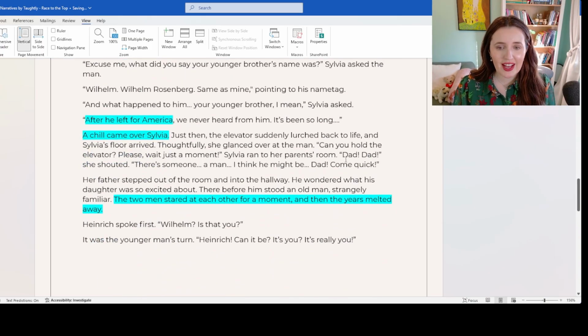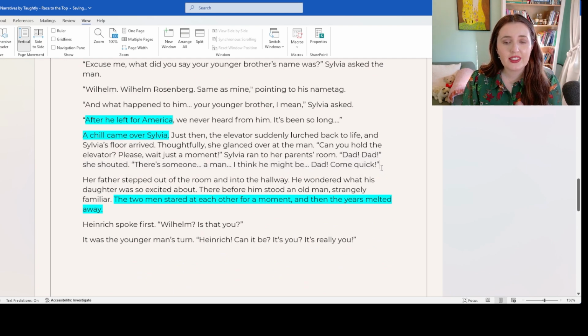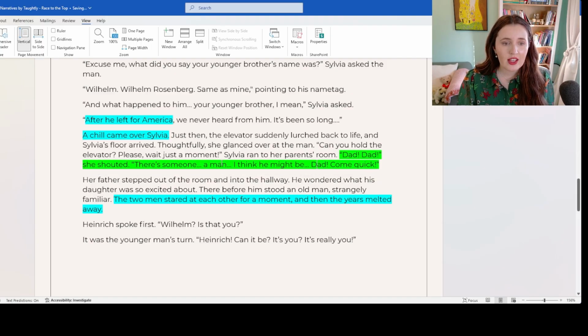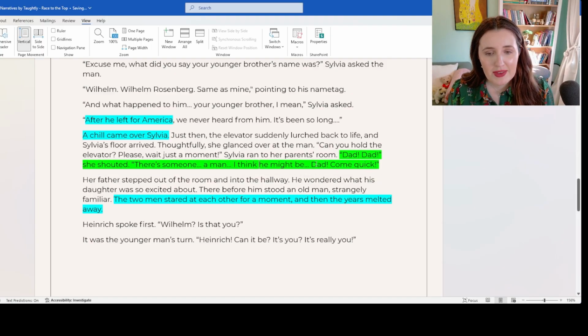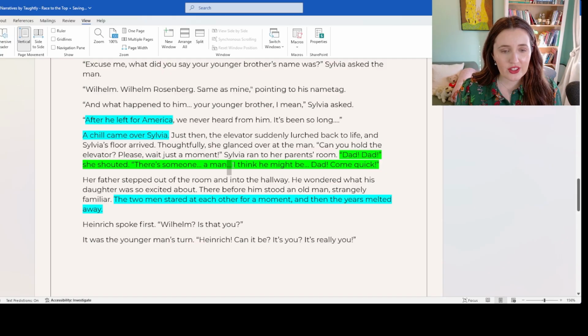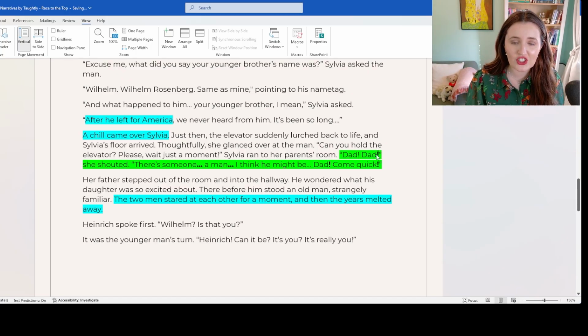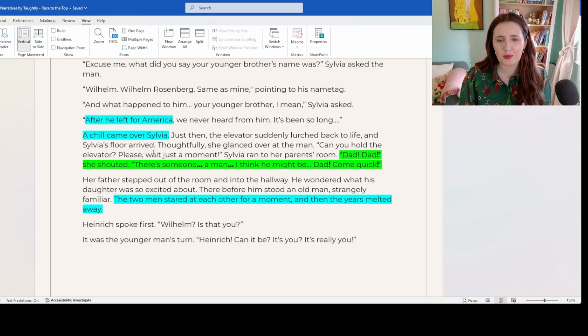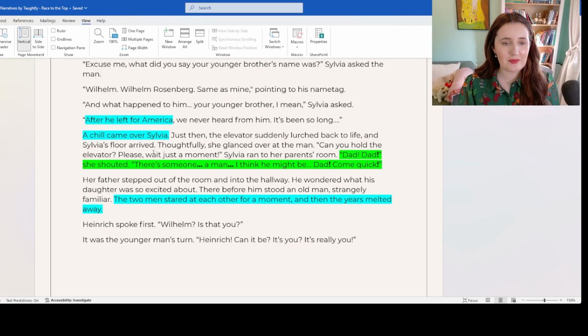And I especially like when Sylvia is panicking and calling her dad. So notice how broken and excited her dialogue becomes. Dad, Dad, she shouted, there's someone, a man, I think he might be... Dad, come quick. So here this is really shown by, again, the punctuation of the ellipses and also the exclamation marks to show how excited she is in that moment. But the sentence structure is broken because she's just trying to get the words out and she's not really sure what to say. And that really represents how someone would actually speak in this moment of great excitement and confusion.